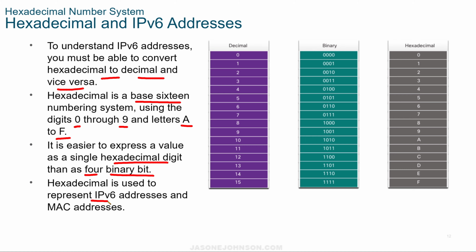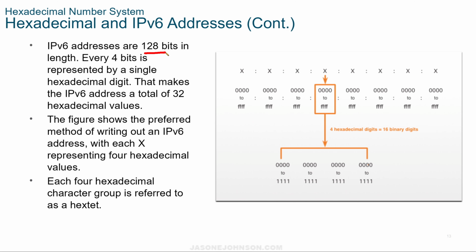Hexadecimal is used to represent IPv6 addresses and MAC addresses. When we convert, hexadecimal 0 is 0 all the way across, but F in binary would be 1111, and in decimal it would be 15. IPv6 addresses are 128 bits in length, and 4 bits is represented by a single hexadecimal digit. That makes the v6 address a total of 32 hexadecimal values. The figure shows the preferred method of writing out IPv6 addresses. Each 4 hexadecimal character group is referred to as a hextet.